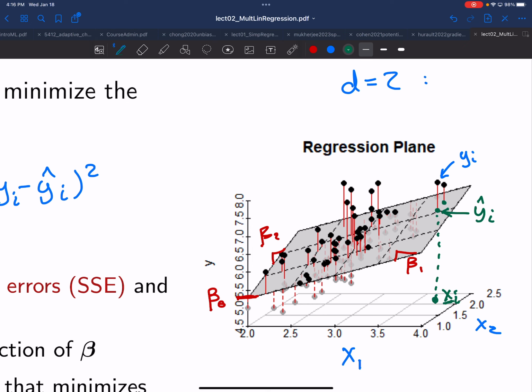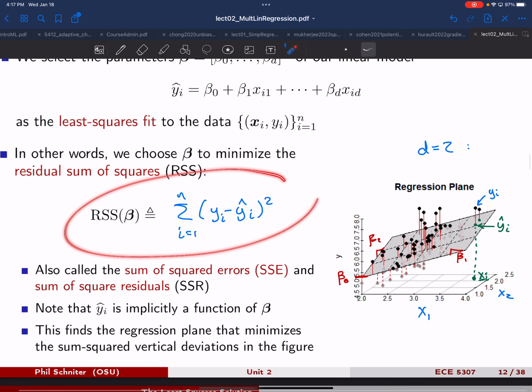And our objective is to adjust the coefficients beta 0, which is the intercept on the y-axis, beta 1, which is the slope in this direction, and beta 2, which is the slope in this other direction. We want to adjust those three coefficients, which will move around this plane. We want to move around that plane until the sum across all these sticks here of the squared lengths of the sticks is minimized. That's what we are doing when we minimize RSS.